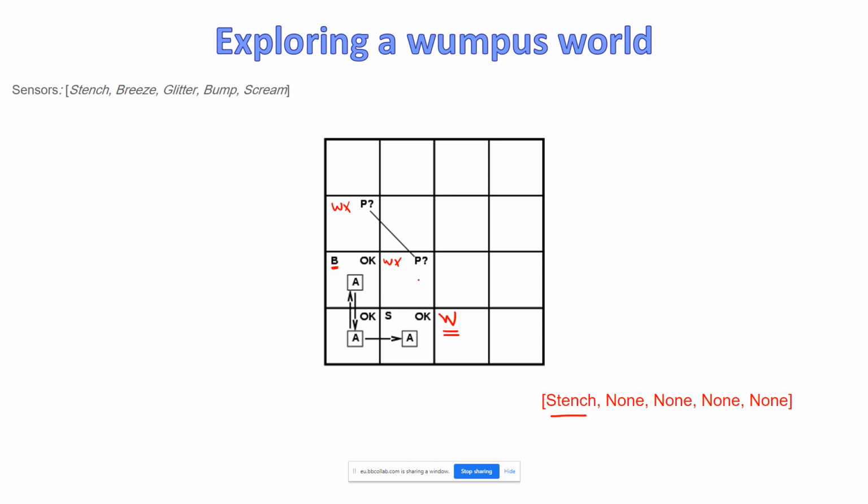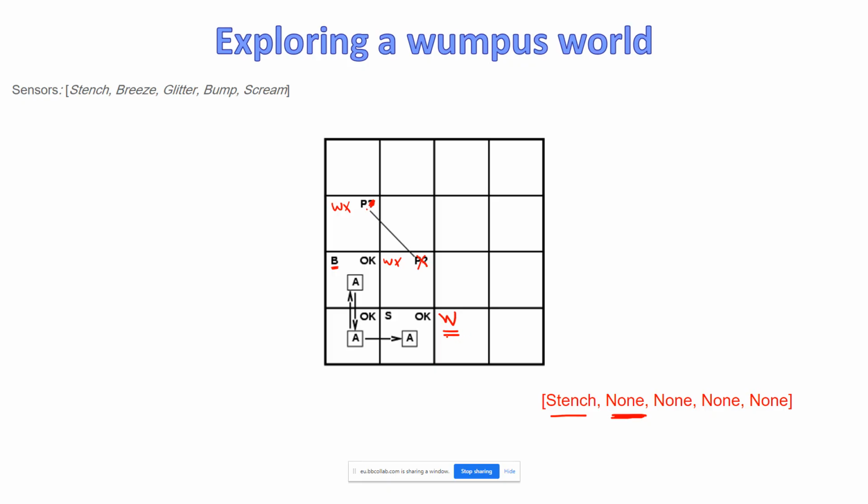Why? How did you know? Yes, very good. So there's no breeze here, which means that there is no pit here. So this is not true, and because we are sure that it is here or there, we have to have a pit here. So actually there is a pit here. That's what we can add now to the knowledge base.